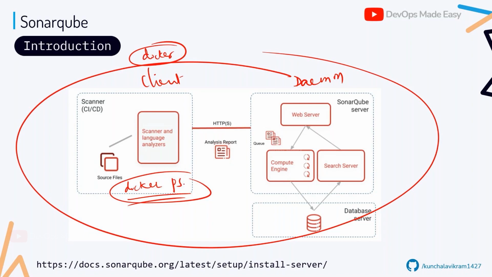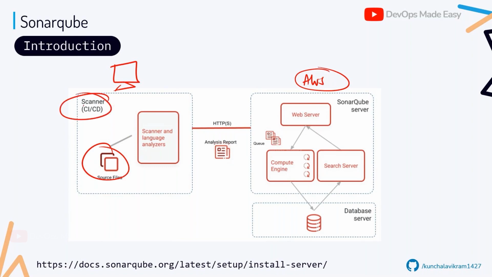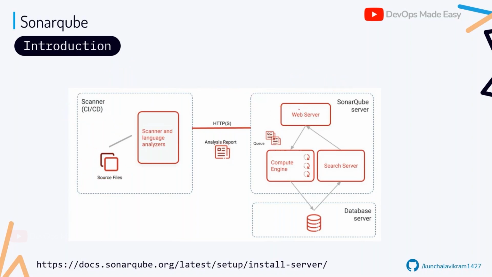So this docker ps is a command line command which will ultimately go to your daemon to fetch the information. But in case of SonarQube, the server you will run anywhere, like in your AWS or somewhere, but the source code is in your local machine. You're sitting in your home, so you have source code in your machine. You install a scanner, scan your source code, and send the results back to the server. So the server can display them using a web server, process them using the compute engine, and once all the reports are processed, store them in the database.